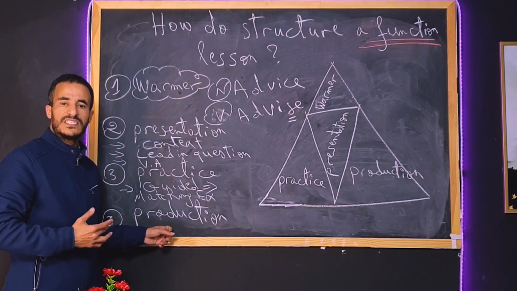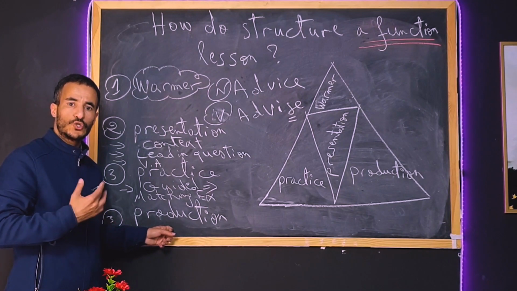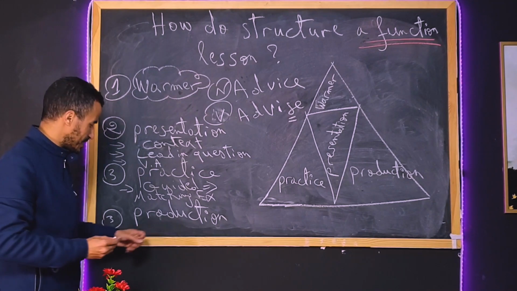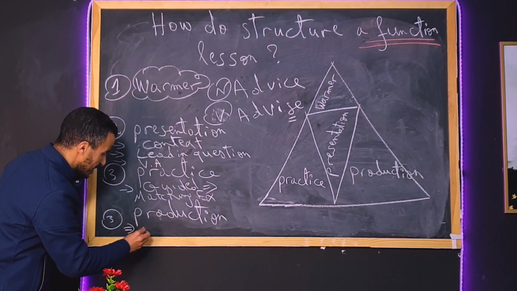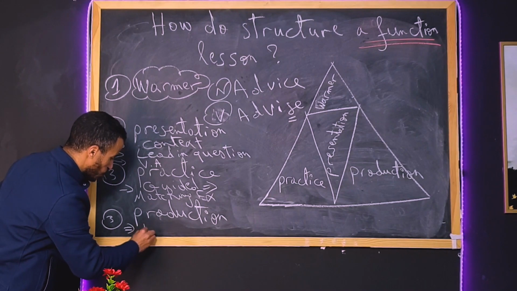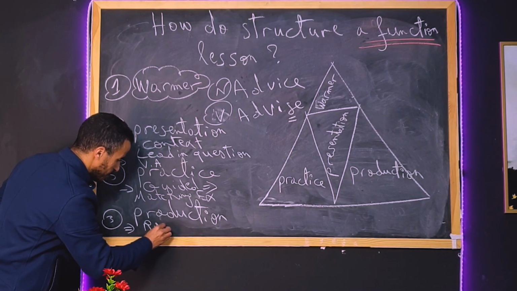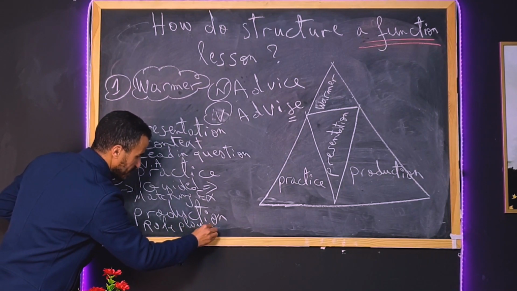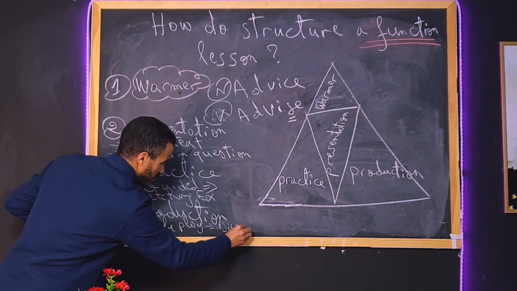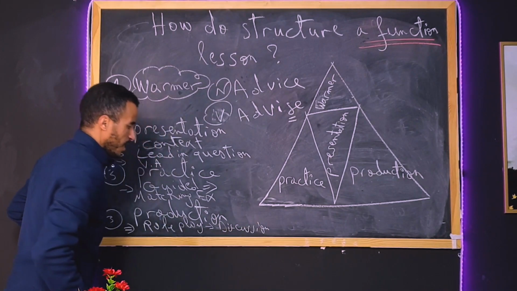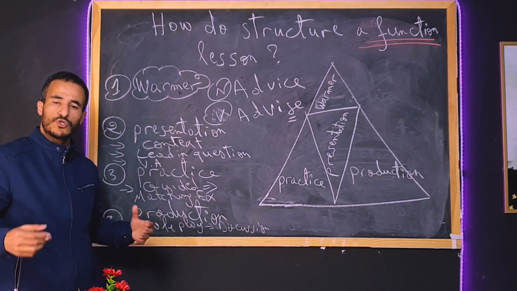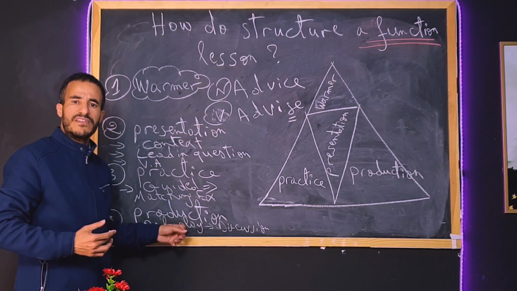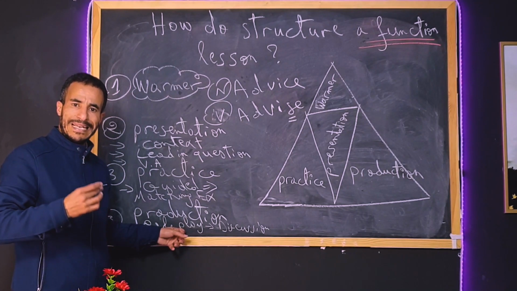After that, this is the main stage for students. We call it the production or the free practice. And one of the best ways is to ask and answer or to play roles. So role play, or discussions or debates, etc. Because here students are going to write, they are going to speak, they are going to listen, but the most important here, they are going to use their own language.